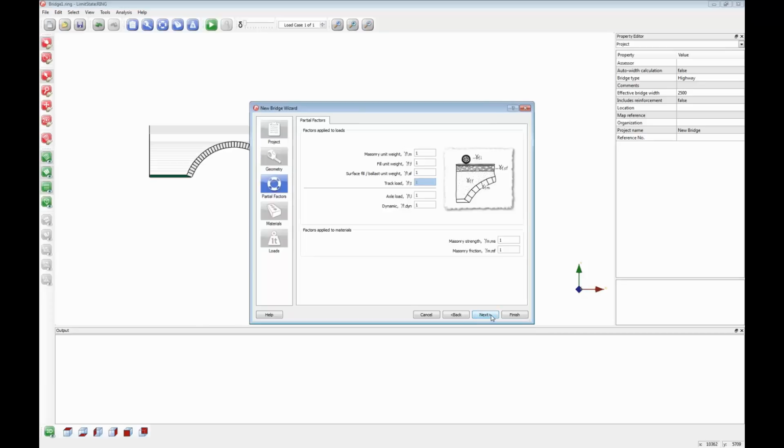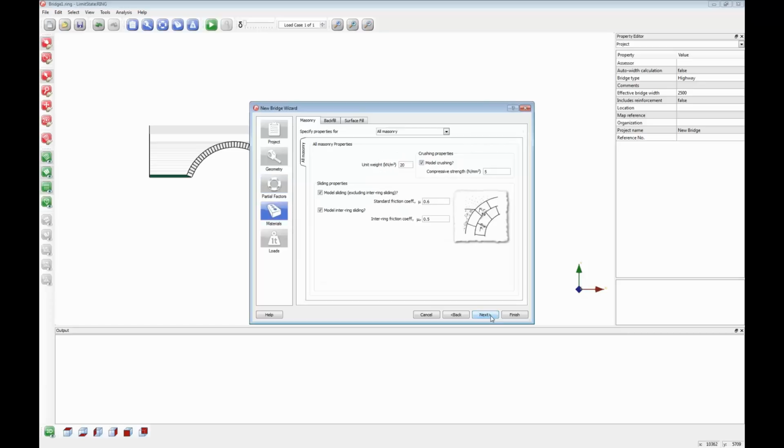Move on to the next section, which is partial factors. Now by default these values are all unity. However, if you're working with a particular assessment code, you can easily enter the applicable partial factors. And actually the example that I'm going to show a little bit later has partial factors that are used by the UK highways authorities. So I'll just skip over that for now. I'll leave them all as unity.